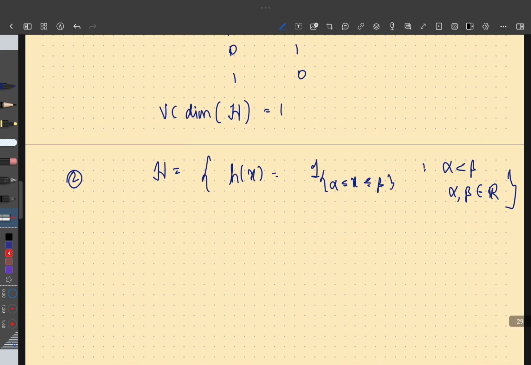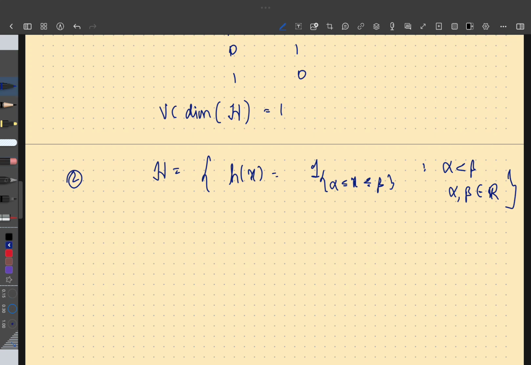All right. 0, 1, 0 you can generate. Right? You just choose alpha to be greater than x1 but less than x3. You'll get 0, 1, 0. So all of these h of x, they look like these pulses. All right? That's what you need to keep in mind.